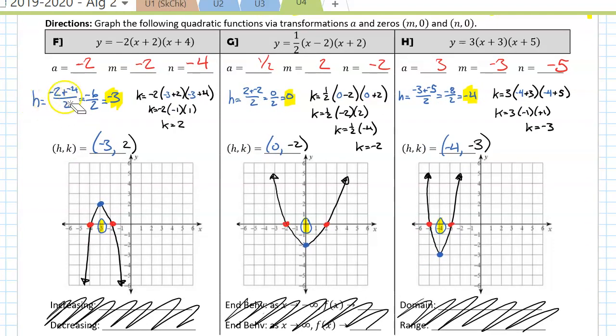Notice again the math for h in each of these matches up with what we would get if we would simply count to the middle. Whether you do the math or whether you count is up to you. Evaluating for k, though, we need to see, gives us our vertex, and we get our answers.